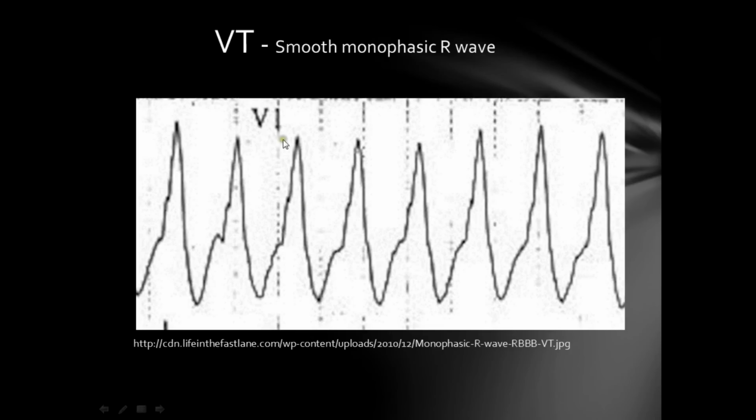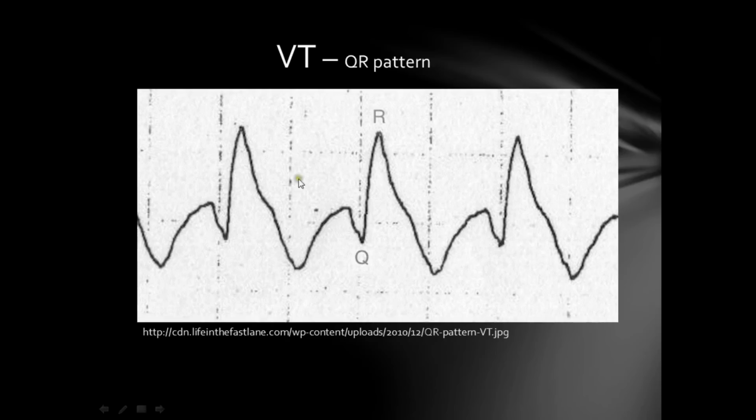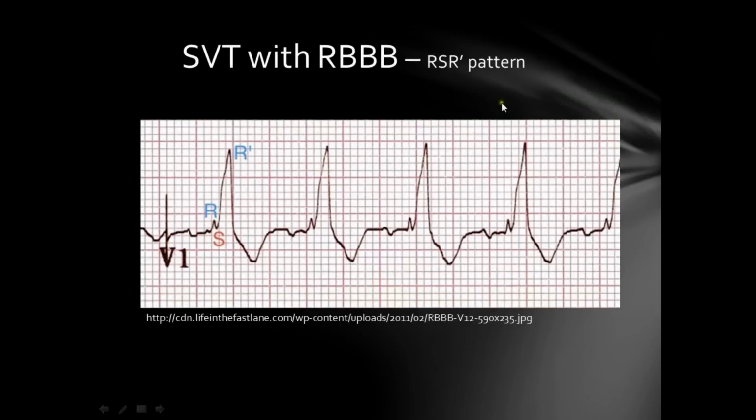So here in V1, we can see the typical smooth monophasic R waves with only one peak and not an RSR prime pattern. Or we can have a taller left rabbit ear indicating ventricular tachycardia, again in V1, and you can see here that the left rabbit ear is taller than the right rabbit ear. And the third one is the QR pattern, a Q wave followed by an R wave, and this is also indicative of ventricular tachycardia rather than an SVT with aberrancy.